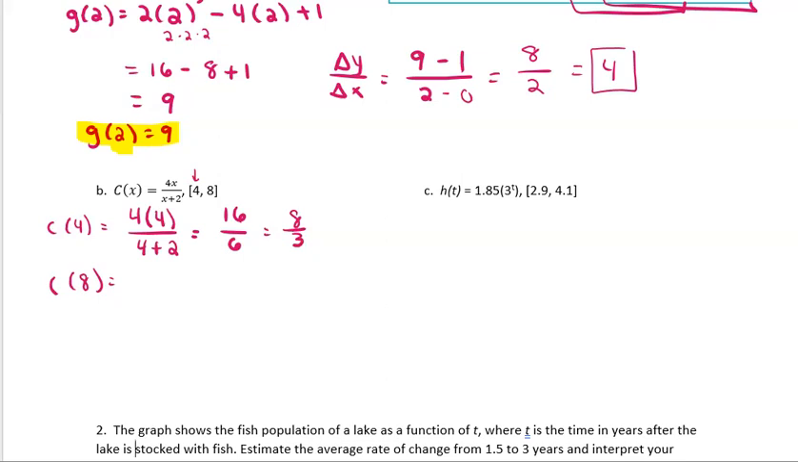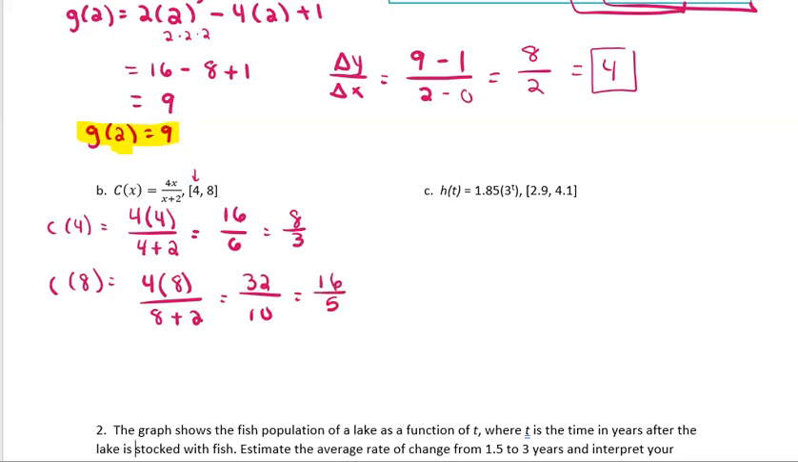For x equaling 8, that will look like 4, take out the x, put in the 8. On the bottom, take out the x, put in the 8. Simplifying down, 8 times 4 is 32. And 8 plus 2 is 10. We should always reduce our fractions, so that gives us 16 over 5.